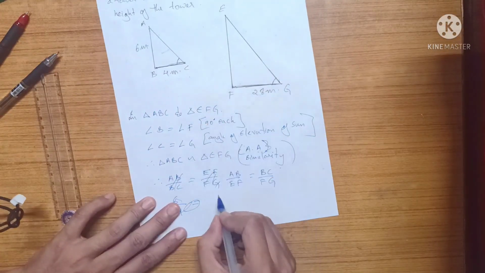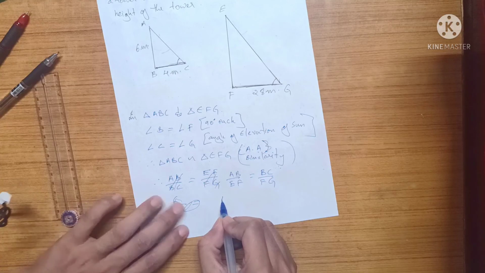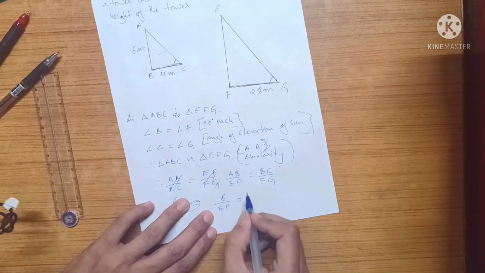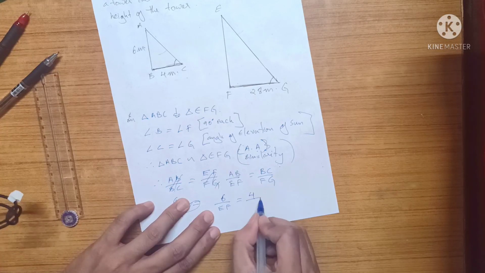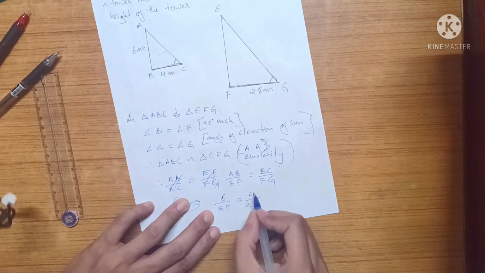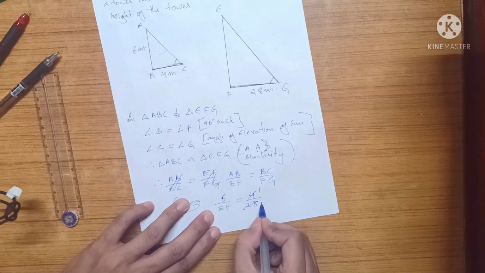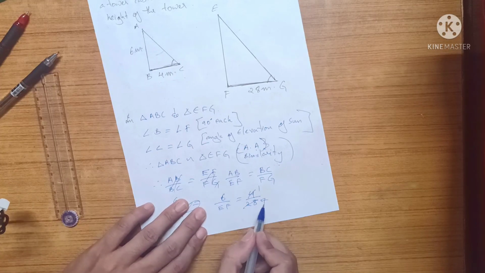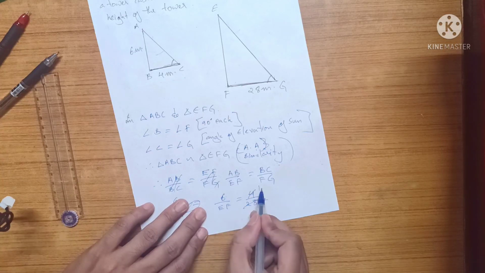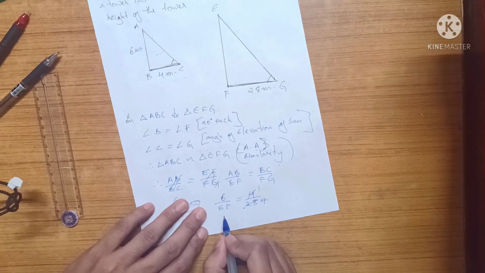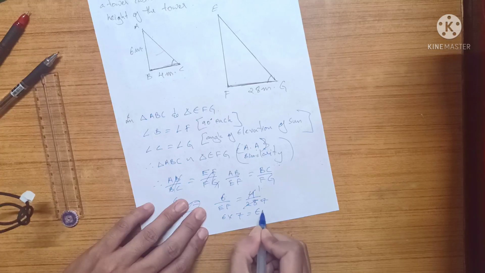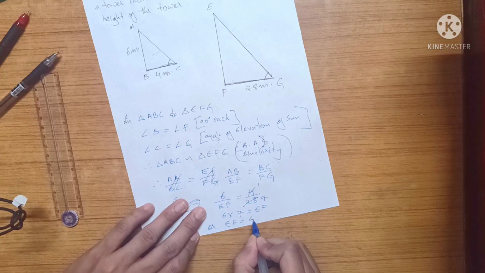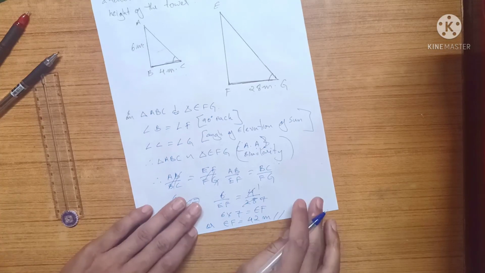So AB is 6, EF we don't know, BC is 4, FG is 28. So we can cut: 6 ones are 6, 7; 4 ones are 4, sevens are 28. If we cross multiply, this 7 will come up, and EF will multiply. So 6 into 7 equal to EF, or EF equal to 42 meter.